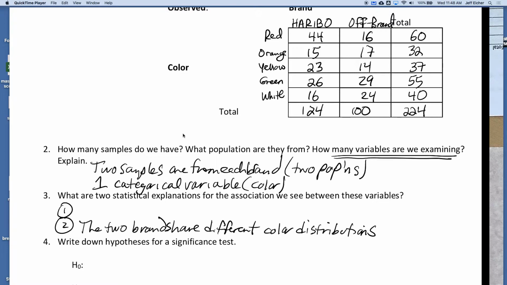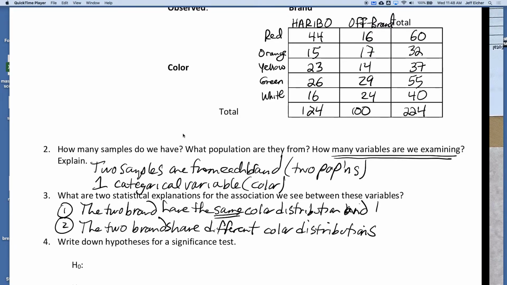It could be sampling variability. Yeah, exactly. It could be sampling variability. So we could say the two brands have the same color distribution, and the difference is just due to sampling variability. So those are our two explanations.